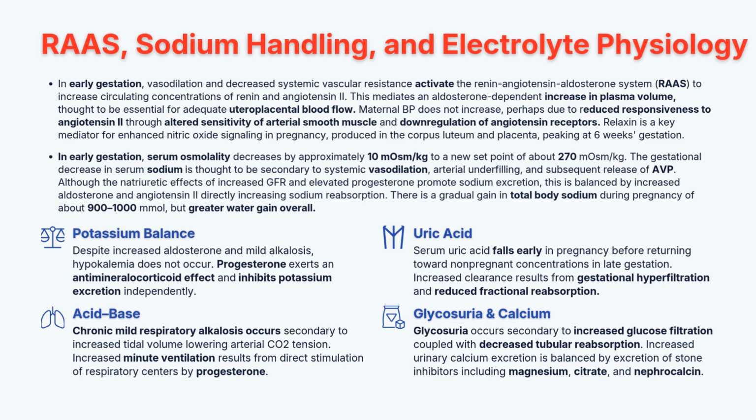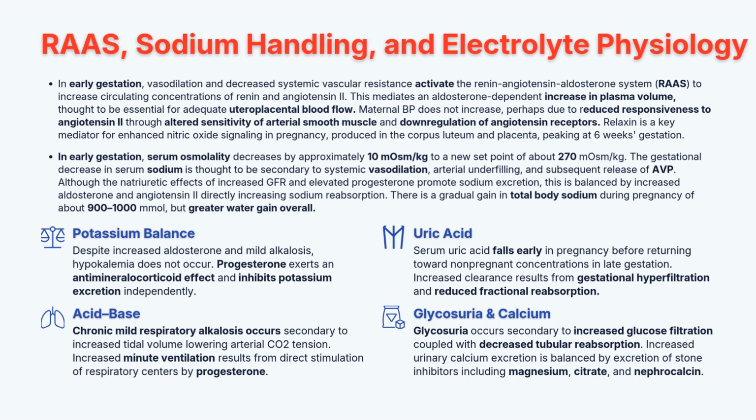Pregnancy is also associated with mild chronic respiratory alkalosis. Progesterone stimulates the respiratory center, increasing the minute ventilation and lowering arterial carbon dioxide levels. Uric acid levels typically fall early in pregnancy because of increased GFR and reduced tubular reabsorption, though these may return toward baseline later in gestation.